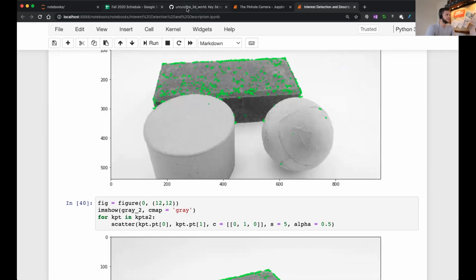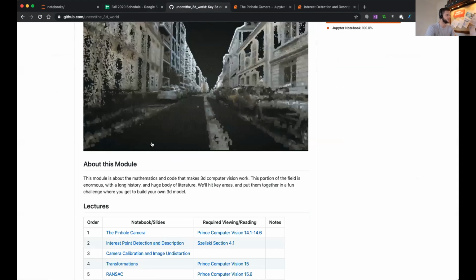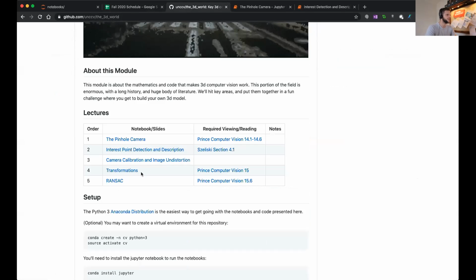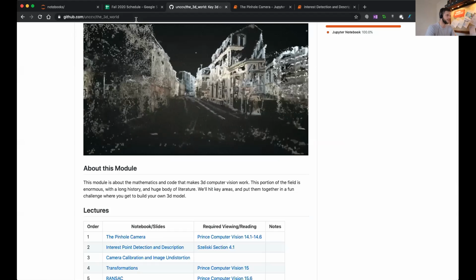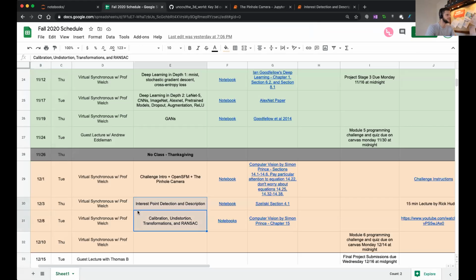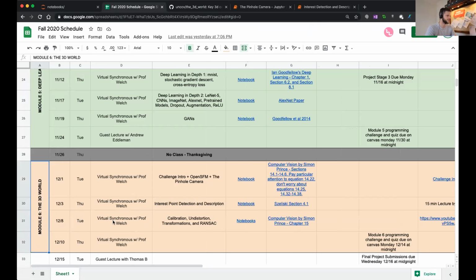And then as far as the rest of this module, we'll spend some more time talking about calibration and transformations and how to really get into this 3D stuff. So we're making good progress. We actually only have only two more lectures. Okay, cool. Yeah, so we have 2 more lectures on this next week, and then next Tuesday we have a guest lecture.